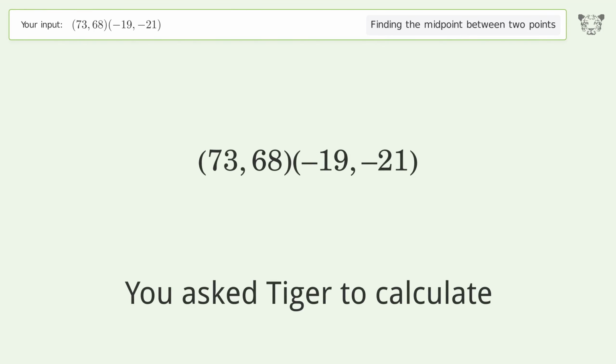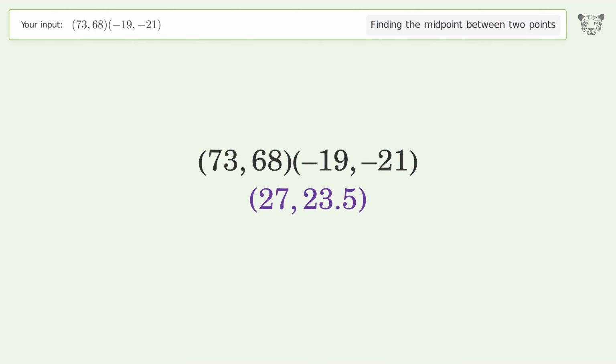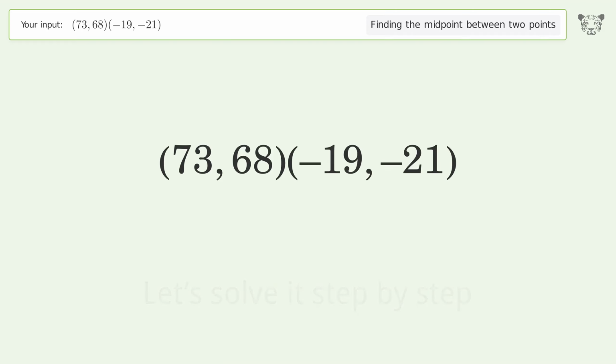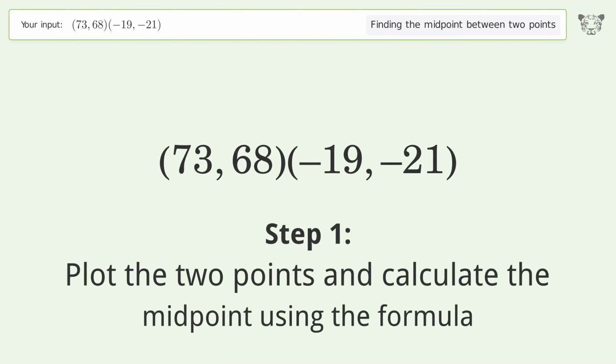You ask Tiger to calculate. This deals with finding the midpoint between 2 points. The midpoint between the 2 points is 27, 23.5. Let's solve it step by step. Plot the 2 points and calculate the midpoint using the formula.